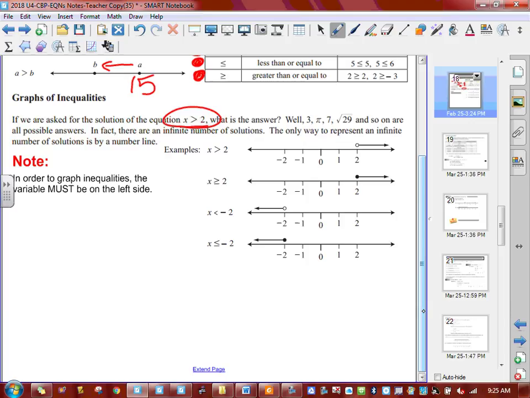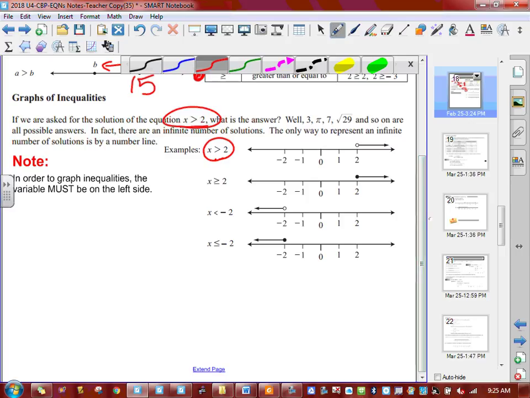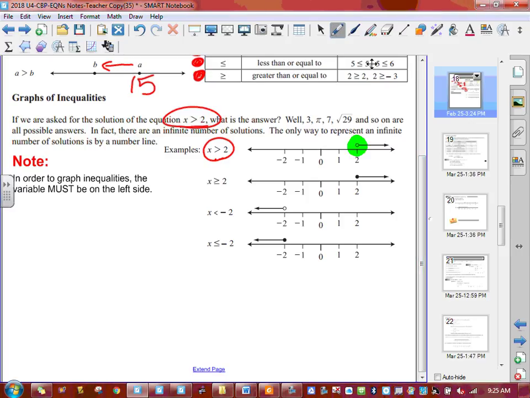Now, the sign does not have a line under it. So because it doesn't have a line under it, the dot over here is clear. Okay, it is a white dot. So whenever we graph an inequality, we create a number line, okay? And all we do is we put our dot above the digit the answer is.